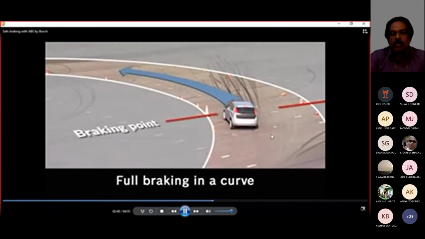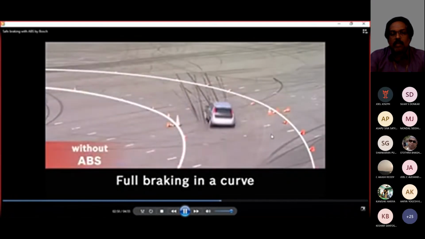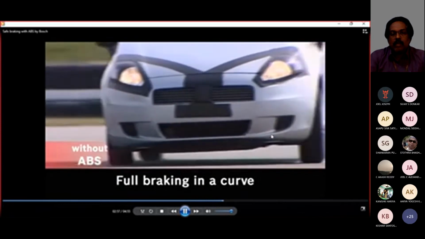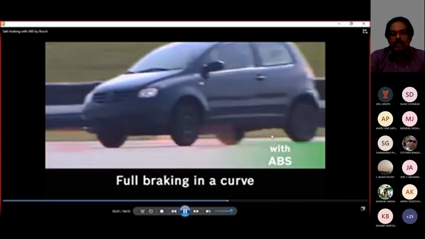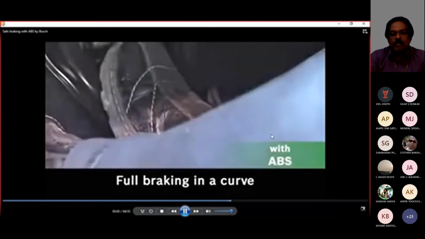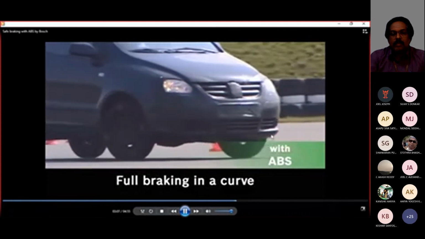Full braking in a curve. Without ABS, should the wheels lock while applying full brakes along a curve, the vehicle can no longer be steered and slips out of the curve. With ABS, you have the vehicle under control and you can steer systematically.